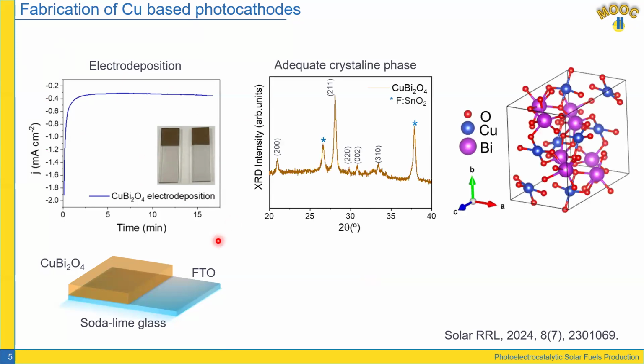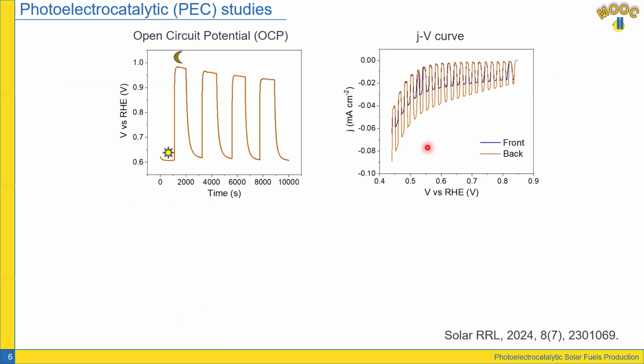We quickly check by X-ray diffraction that we have the adequate crystalline phase, which is the tetragonal phase associated with copper bismutate. And then we start with the photoelectrocatalytic studies, which are the interest of this first MOOC of HySolChem. First of all, we measure the open circuit potential, which is basically the potential in equilibrium of the material and the electrolyte.